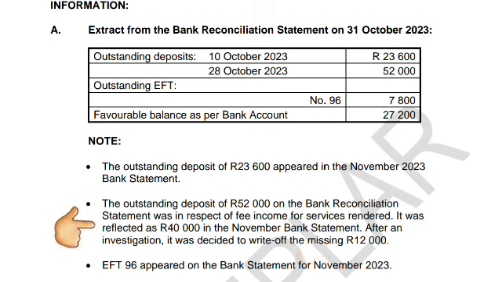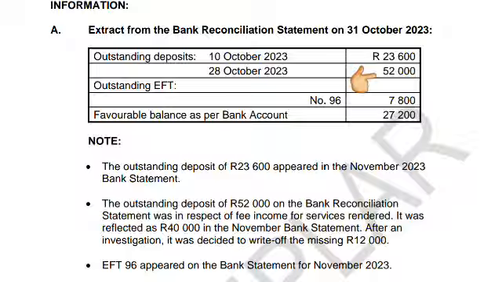What you need to pay attention to is bullet number 2. It says the outstanding deposit of 52,000 on the bank reconciliation statement in respect of a fee income for services rendered was reflected as 40,000 on the November bank statement. After an investigation, it was decided to write off the missing 12,000. So you see from our bank reconciliation for October, on 28 October 2023, we see that amount, it's 52,000, right? So it didn't appear in that bank statement.